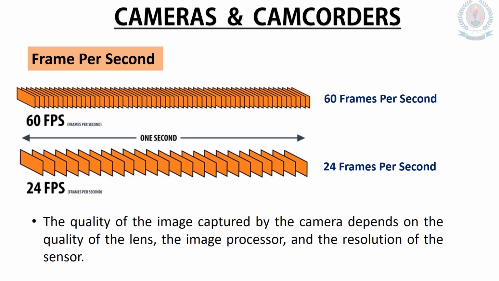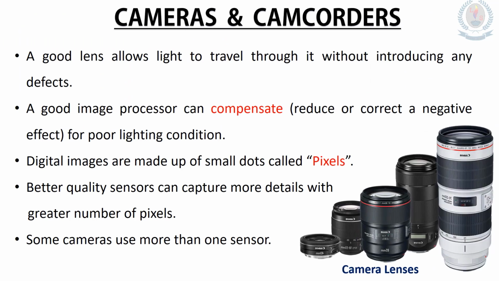The quality of the image captured by the camera depends on the quality of the lens, the image processor, and the resolution of the sensor. A good lens allows light to travel through it without introducing any defects. It also allows the user to select how much light can travel through it, which affects the final image. A good image processor can compensate for poor lighting conditions. That means a good image processor is able to reduce or correct a negative effect.